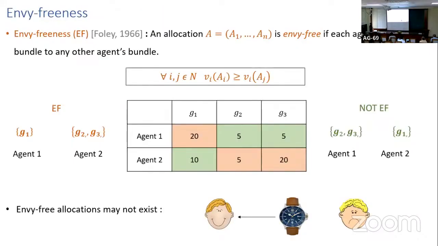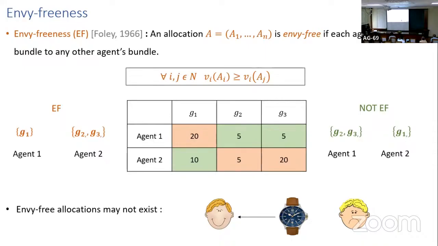So coming back to envy-freeness, which is the fairness notion we're going to study in this talk. An allocation A is envy-free if each agent prefers his bundle to any other agent's bundle. Formally, for any pair of agents i and j, v_i(A_i) should be greater than or equal to v_i(A_j). Let's understand this by means of an example. The allocation that is highlighted in orange is EF.